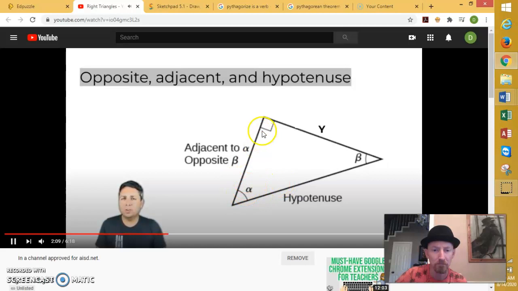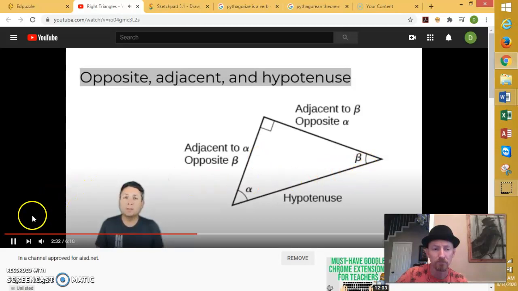Adjacent is just a fancy word that means next to. Side x is next to angle alpha. But if you were looking at beta, then side x is not adjacent. It's not next to angle beta. It's across from beta. It's the opposite side. All you have to remember is that adjacent means next to, and opposite means across from.